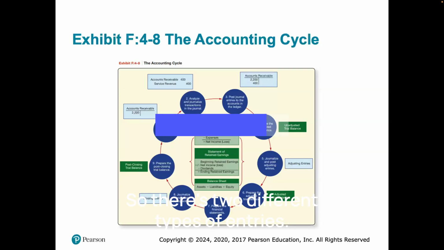So there's two different types of entries. First, we need to do adjusting entries and then post an adjusted trial balance. And then we need to create our closing entries and then post a post-closing trial balance. And then in the middle of that figure, you can see the steps that we take and how we create our reports and in what order we create our reports. Income statement then goes on to the statement of retained earnings. And then from the statement of retained earnings, we move that on to the balance sheet.